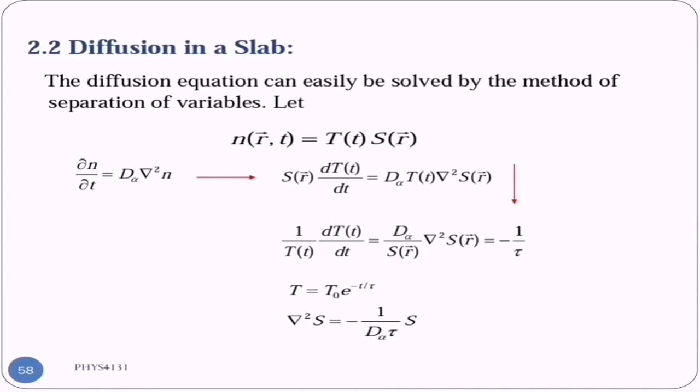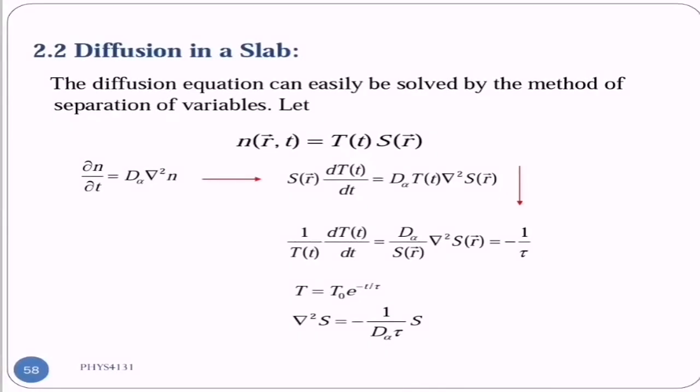Since the left side is a function of time alone and the right side is a function of space alone, these two sides must be equal to the same constant. Here we call this minus 1 over tau. The function T then obeys the equation dT/dt is equal to minus T over tau, with the solution T is equal to T naught e to the power minus t over tau.